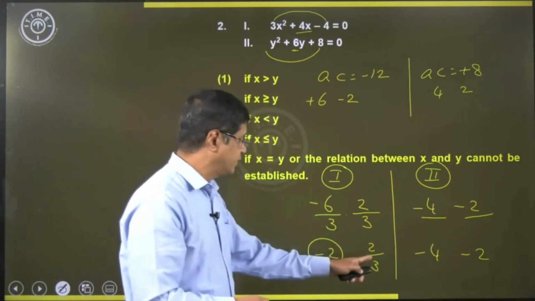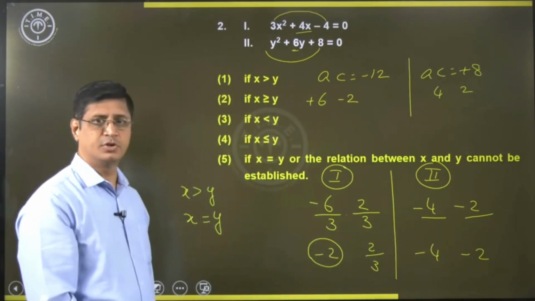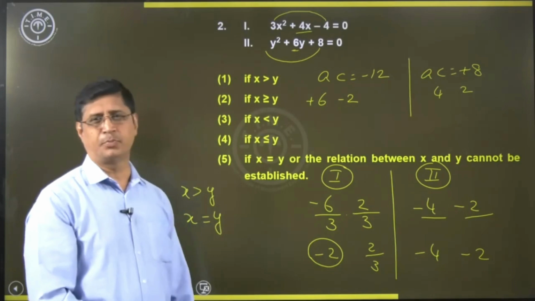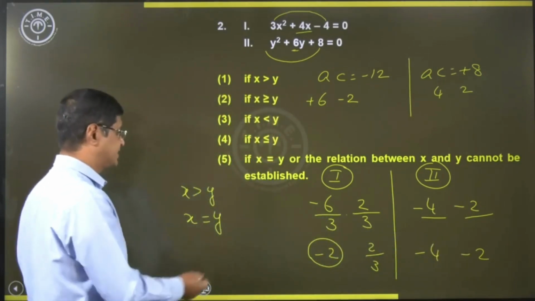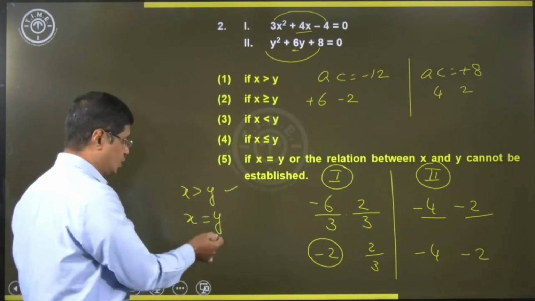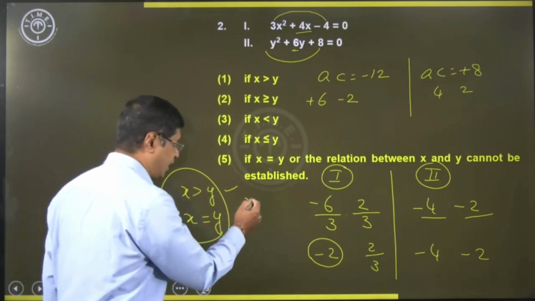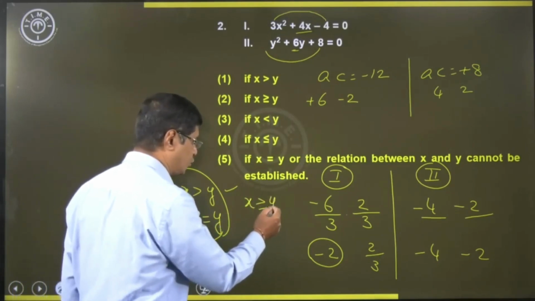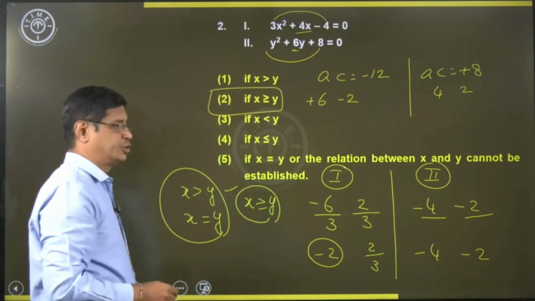Now look at the second one. 2 by 3 with -4 and -2. 2 by 3 means it is a positive. All the positive values are greater than the negatives, means x is greater than y. So combining these two, what is the relation? X greater than or equal to y, the right choice, option number 2. Second choice is the right answer.